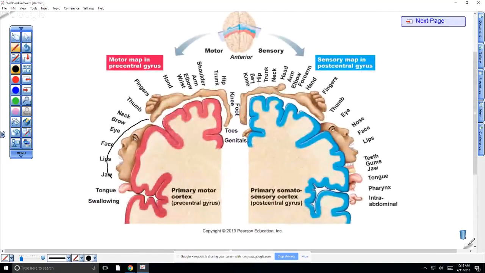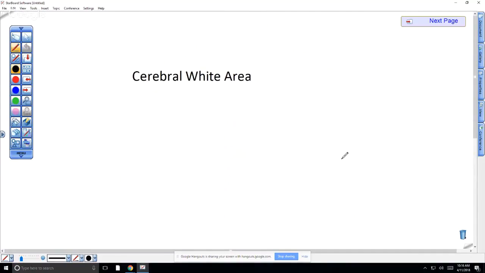So let's look at the sensory parts of the brain. So this is the sensory cortex.